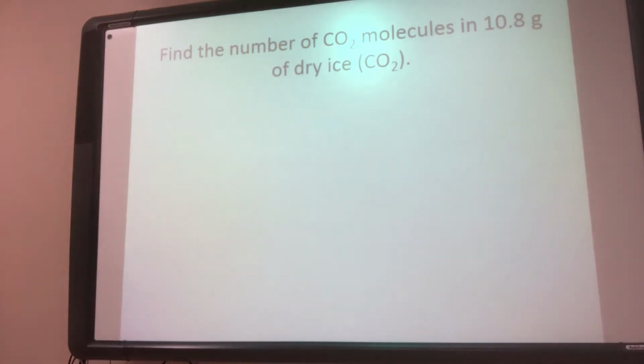Problem. It says find the number of CO2 molecules in 10.8 grams of dry ice. And dry ice is just CO2. So we have a problem. So let's think back to how we used to approach problems.